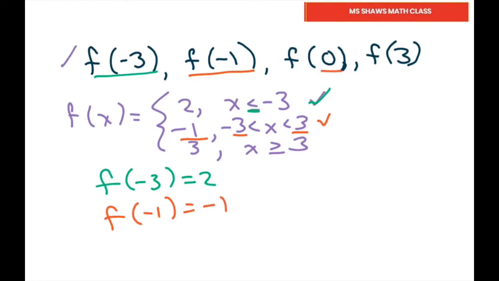Then f of 0, same thing. It's in between negative 3 and 3. So f of 0 equals negative 1 as well. Then we have f of 3. F of 3 belongs in the third piece, and f of 3 equals 3.